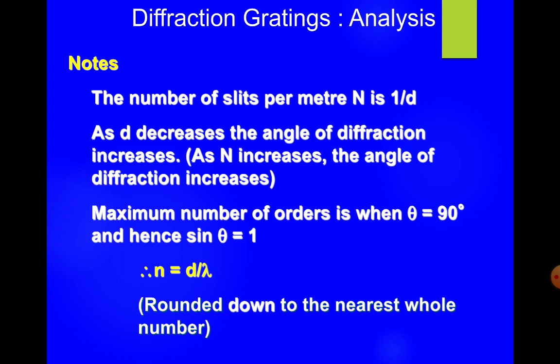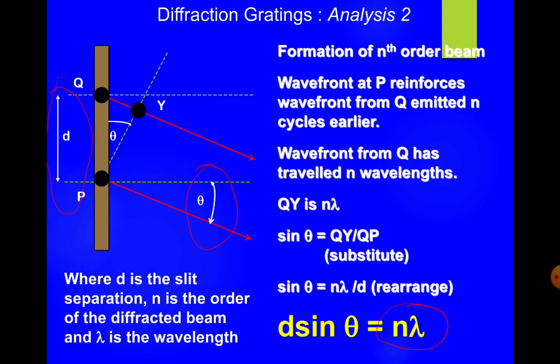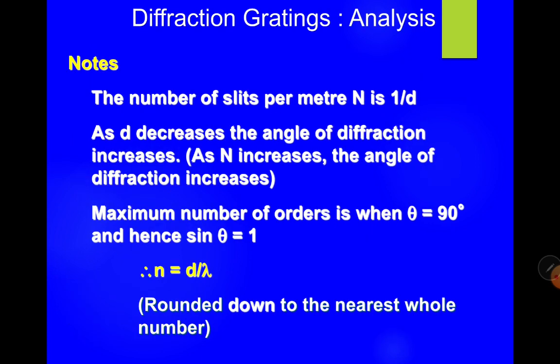The number of slits per meter, N, is 1 over d. As d decreases, the angle of diffraction increases. As N increases, the angle of diffraction increases. The maximum order is when we have 90 degrees. That means from here to here, all the way at the screen. And we could rewrite the formula, so we would get d sine 90 degrees. Sine 90 degrees is 1, so n equals d over lambda.